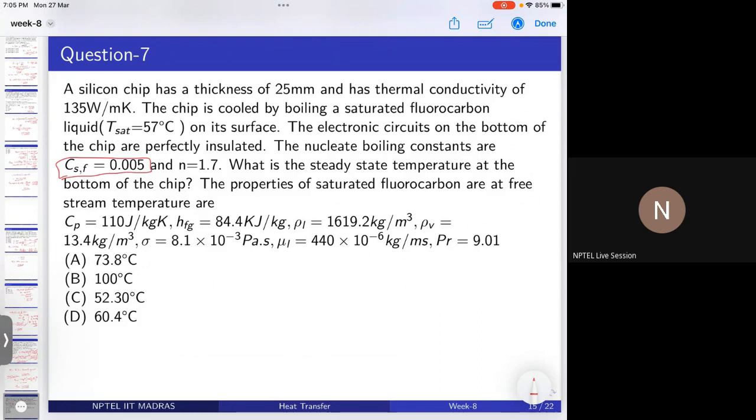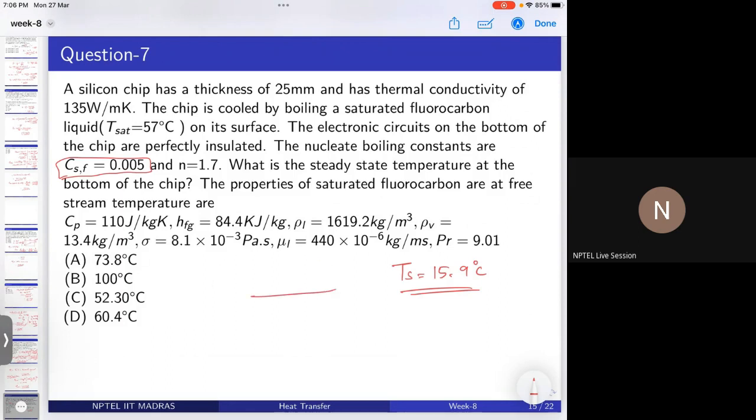So you can assume that the surface temperature of the chip is 15.9 degrees Celsius. Now you can find out the Q, which is at the surface temperature, where it is in contact with the fluid. Now you can find out what is the heat flux.